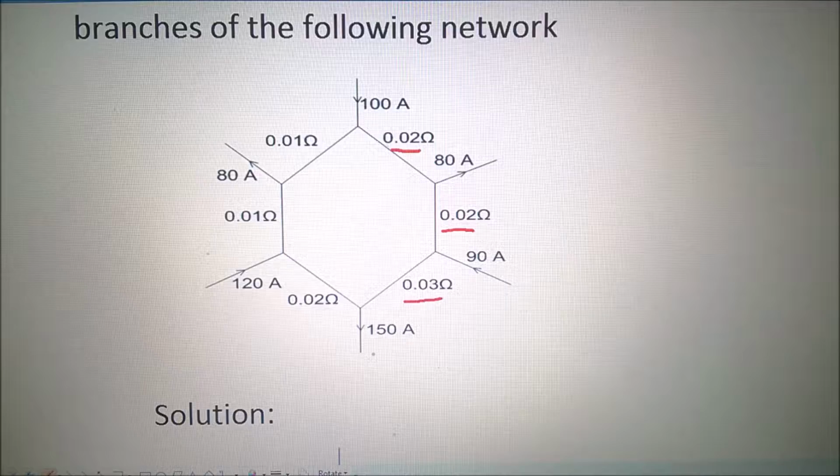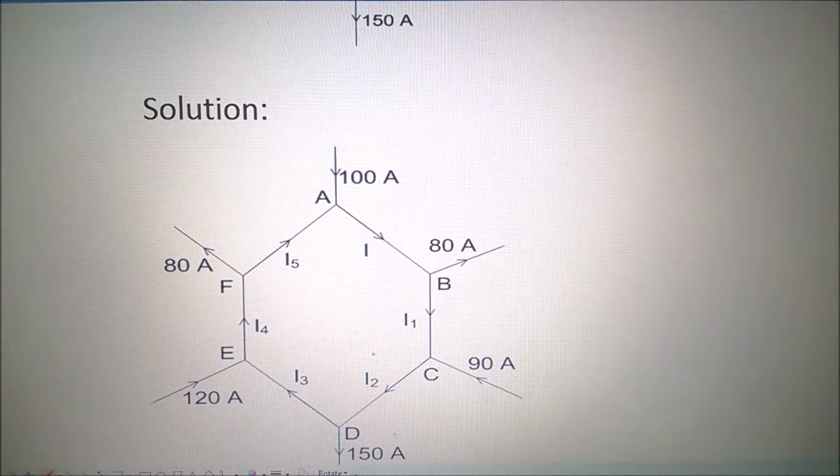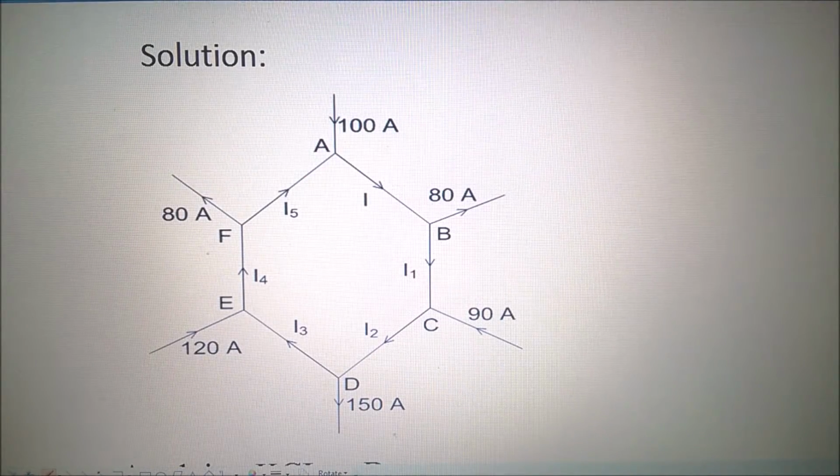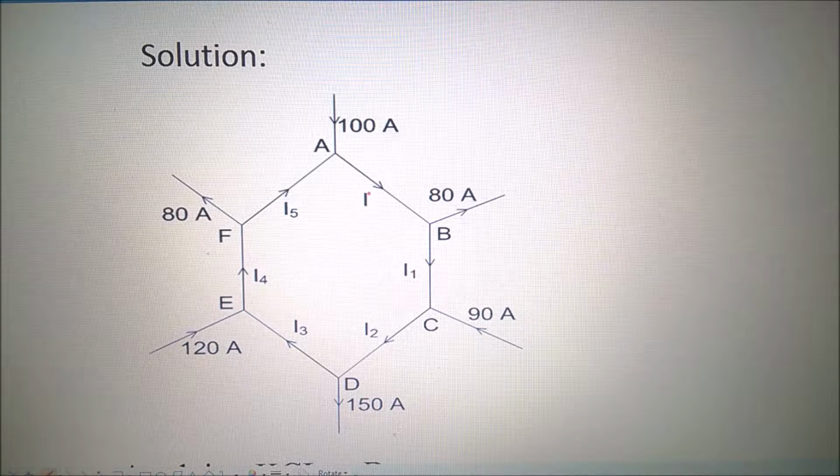Now I have redrawn the circuit here. I have named each of the junctions and I have given the direction of current in each branch randomly, and I have named the currents also.